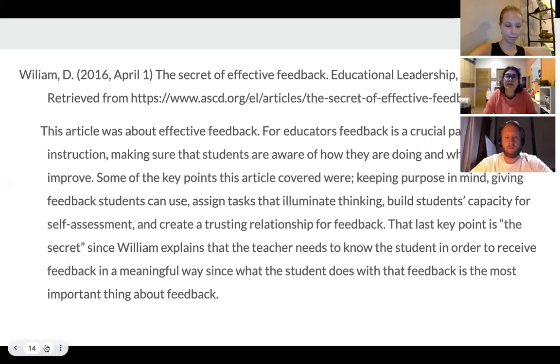He explained that the author said that the teacher needs to know the student in order to receive feedback in a meaningful way, since what the student does with that feedback is the most important thing. Again, summarizing main ideas with only essential information in your own words for comprehension.